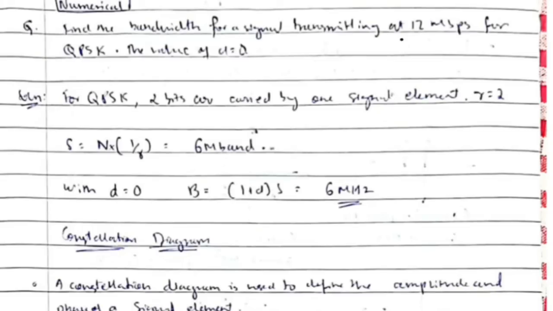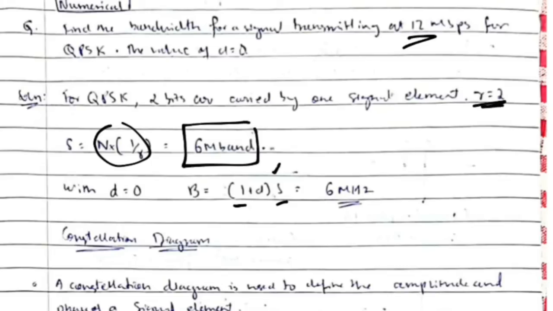Let's solve a numerical regarding it. Here we have been given the bitrate as 12 Mbps, and d's value is 0. The formula is the same. r will be equal to 2 in this case, because each signal element will carry 2 data elements. Remember, for PSK, r is always 2. Then we have to calculate the value of B. B is equal to (1 + d) × S. What is S? S is nothing but N × 1/r. We have the value of N here, and r is also here. Therefore, we get the value of S, which we will use in this formula to get B. So B is 6 megahertz.